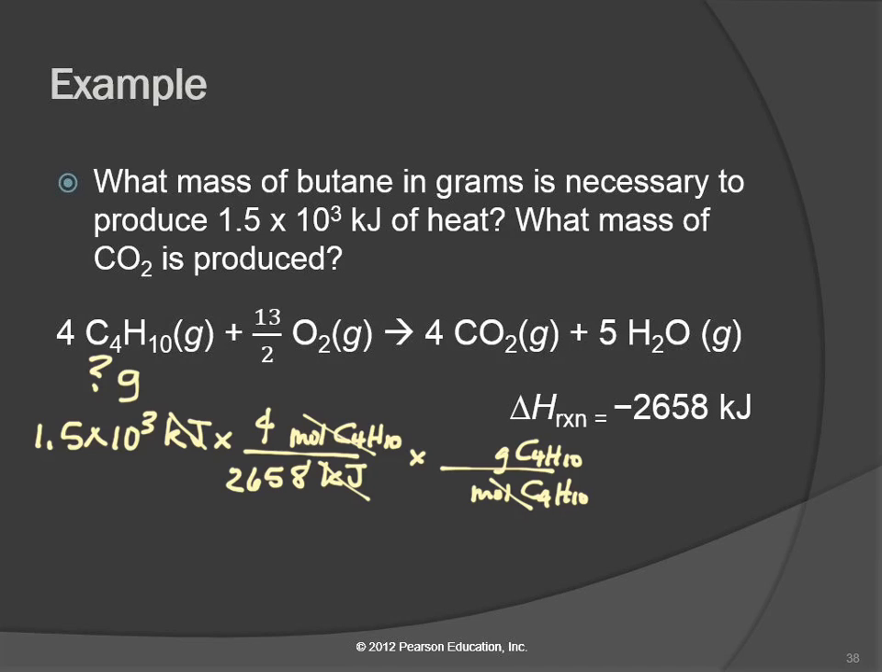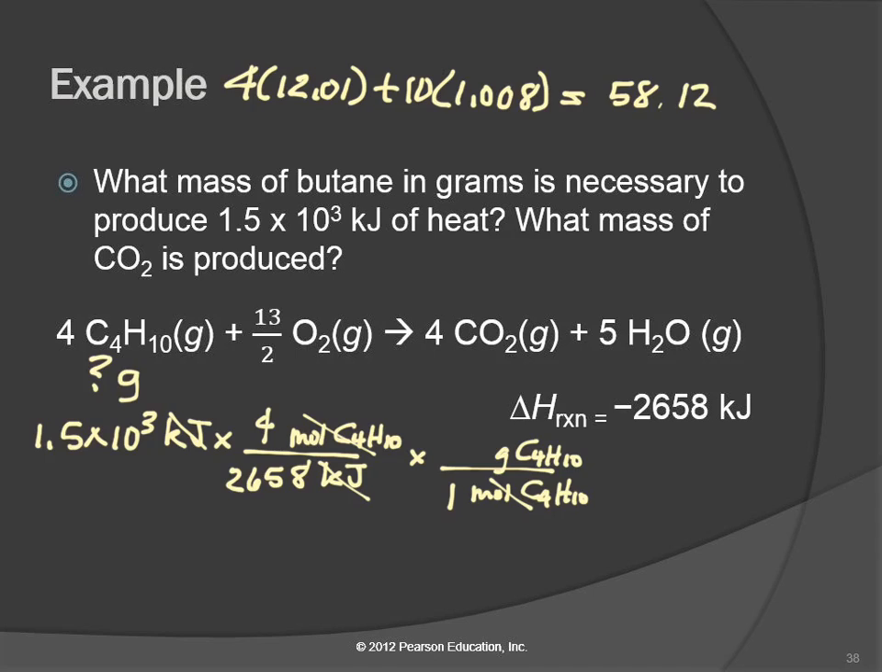2,658 grams per mole, that's the molar mass of butane. So we need to calculate that. 4 times 12.01 plus 10 times 1.008. And 10 seems like a big number because most of the things we do are smaller, but it's okay. 58.12. 1 mole of butane weighs 58.12 grams.